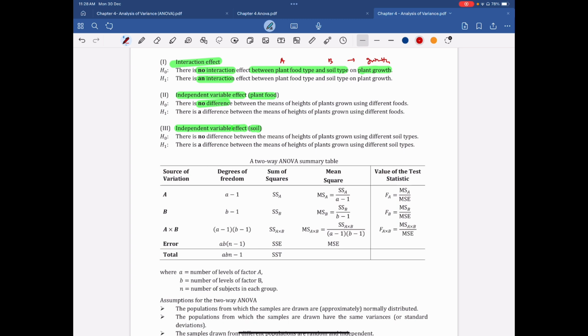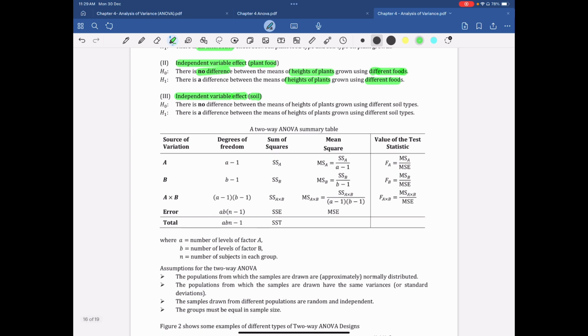whereby for independent variables, you only mention individuals. Okay, so plant food using different food. In this particular dependent variable, we measure the heights of plants. So this is how you write the null hypothesis.